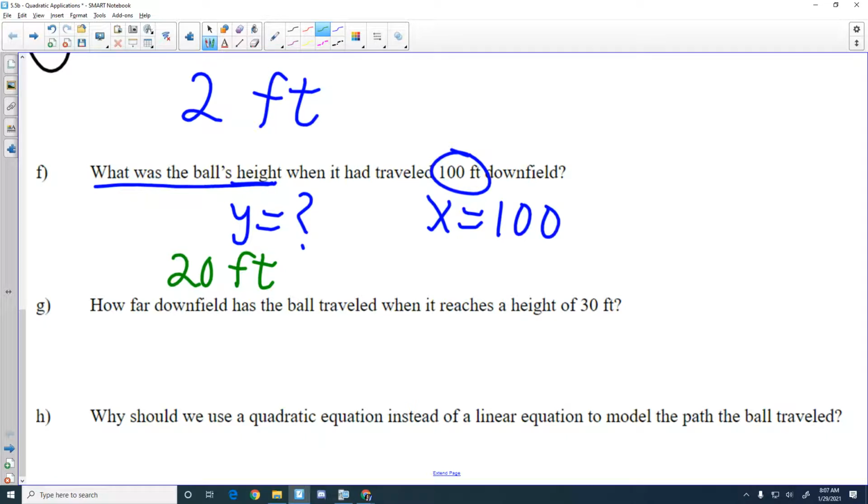All right, G says how far downfield does the ball travel when it reaches a height of 30? So this is similar to F, but we're actually swapping the two values that we're looking for, right? Because it says how far downfield, that's the X. So I don't know what this is. It's asking what is the X? How far down the field has it gone? I don't know the X. When it reaches a height of 30, but we know height is Y. And so this time it's saying, when Y is 30, what would the X be?